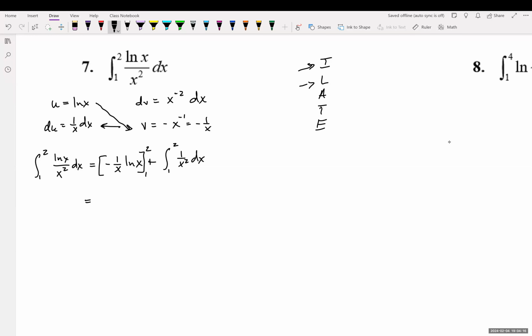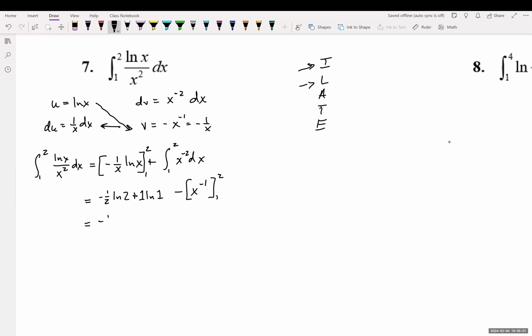With the first part plugging in 2, we get negative 1/2 ln 2 minus negative 1 over 1 ln of 1. Of course, ln of 1 is 0, so that's going to go away, but we'll do that in the next step. This guy right here is really x to the negative 2, so let's go ahead and rewrite it that way real quick. And then thinking about an antiderivative, well, we have x to the negative 1, and we're going to need a minus sign. So let's make this plus a minus sign. And then this is going to be evaluated 1 to 2.